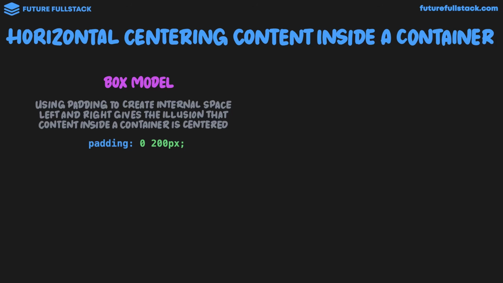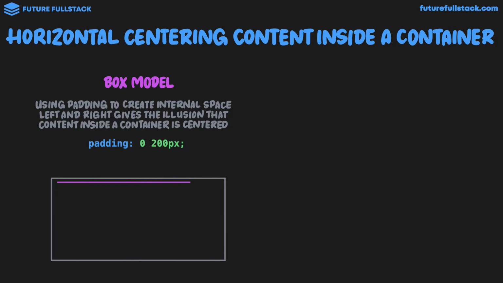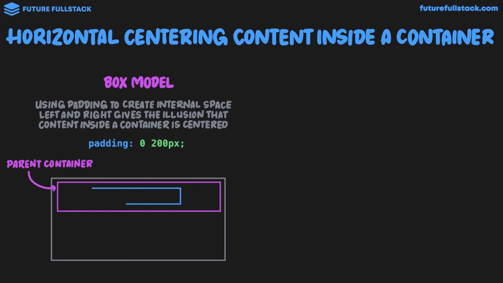Looking at this in diagram form, we have our browser, our parent container, our child container, and applying a padding value of 200 pixels left and right would add on extra space like this on the left and right of the child element. This would effectively give the illusion that the content inside the child container has been centered, especially if there's something like background color applied on the child container, as background color will both be applied on the content itself and any padding. The padding property is applied on the child container.